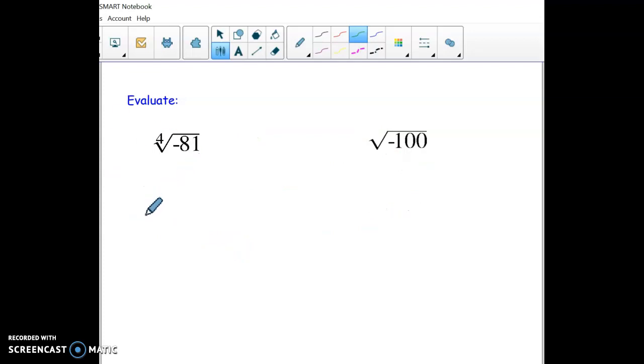Okay, 2 more like that. Pause the video, give it a shot. Okay, so this one here is even and negative, so this one has no solutions, no real solutions at least. And second one's actually the same thing. It's an even index with a negative radicand, so this is also no solutions.